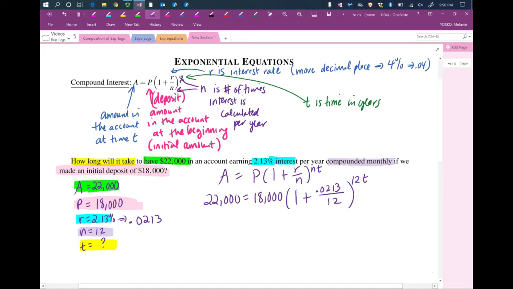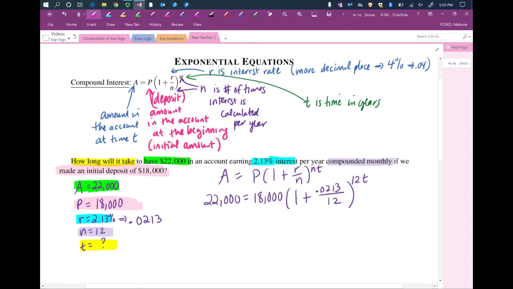Okay, so you may be wondering why this is in the section called Exponential Equations. Believe it or not, this is an exponential equation. 1 plus 0.0213 divided by 12, this piece right here is your base. And your 12 times T is your power. So even though it may not look quite like the exponential equations you've dealt with before, this is definitely exponential. This is a base raised to a power with the variable.